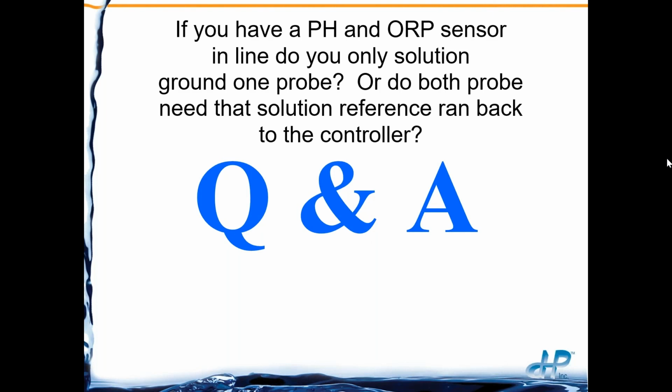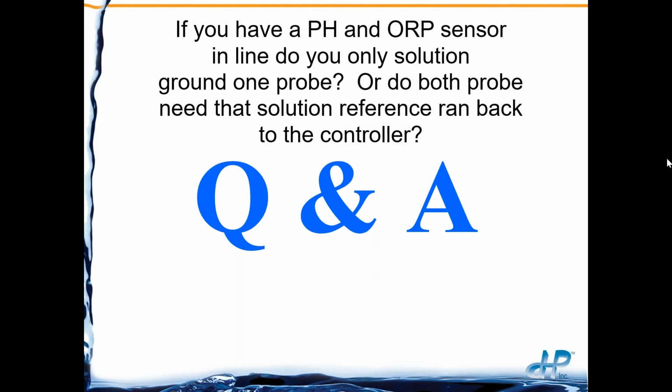Okay, if you have a pH and ORP sensor in line, do you only solution ground one probe, or do both probes need that solution reference run back to the controller? Okay, two different types of answers here. One is if it's a combination where the solution ground rod is your ORP, then in the analyzer it's terminated at your solution ground and it's acting as both your ORP and your solution ground. You've just changed the electronics to say, hey, this is reading pH and ORP, and in the background, it does it all for you.